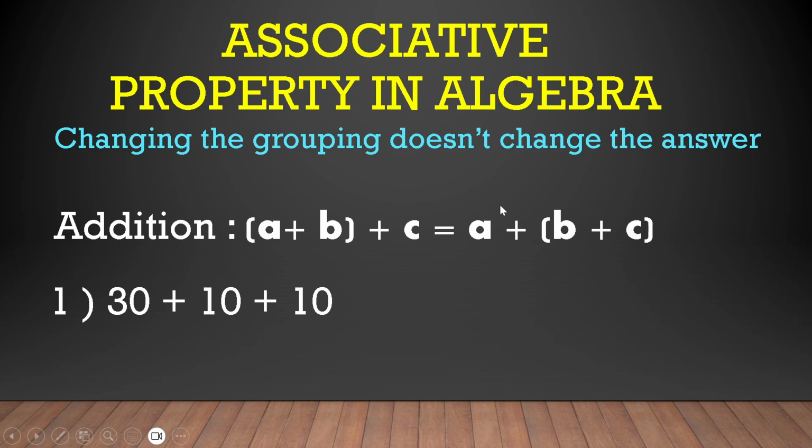Now let's try the second method, which is a plus b and c grouped together. So 5 plus 5 plus 5 means 5 plus 10, which also gives 15. As you can see, you kind of get the hang of it, right? All right, so now let's try it with this problem: 30 plus 10 plus 10.